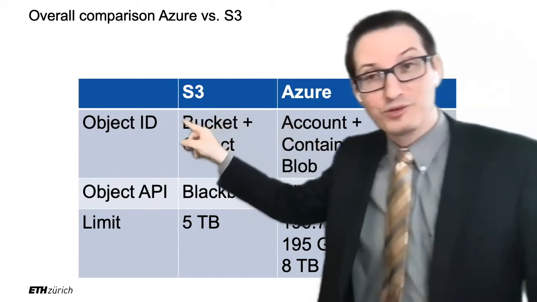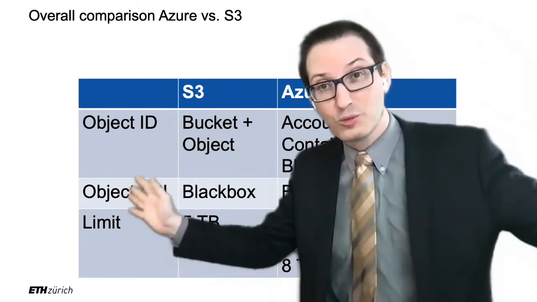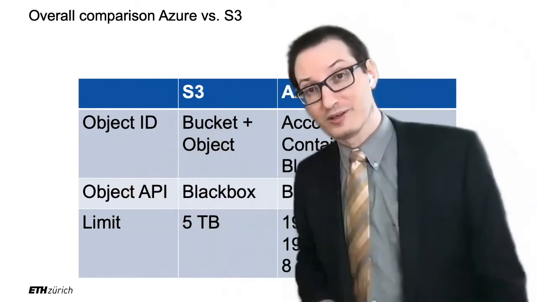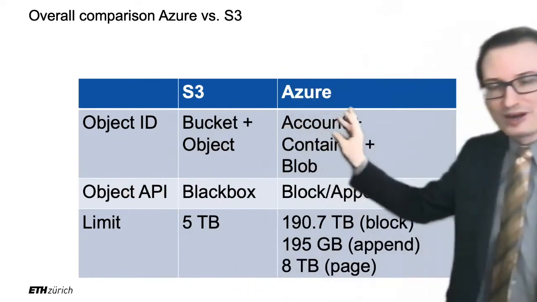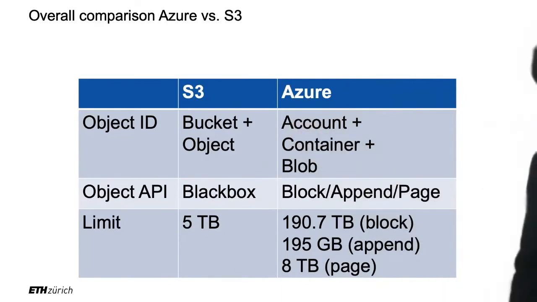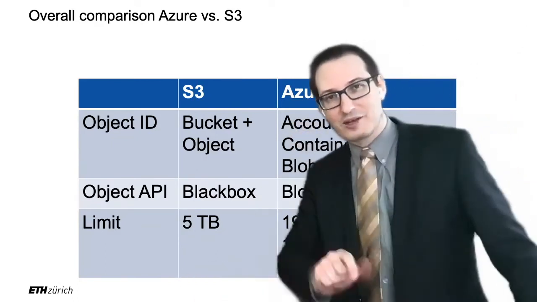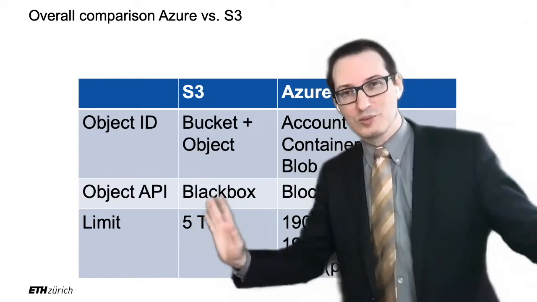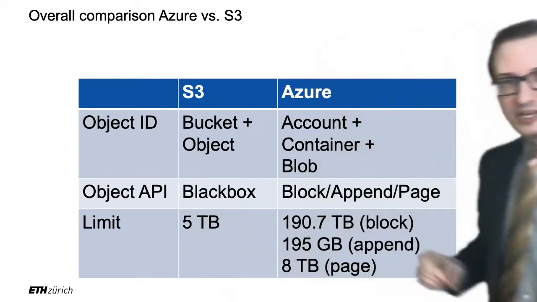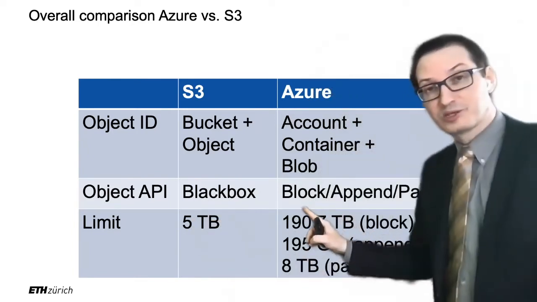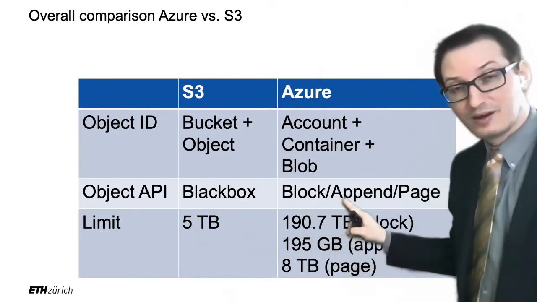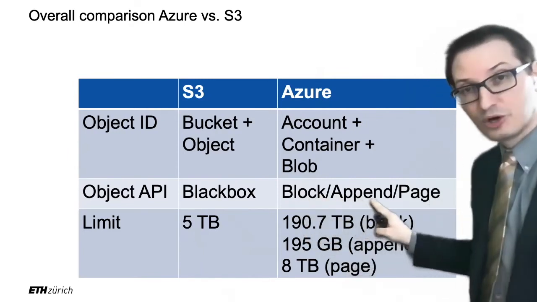In S3, you don't have an account, but the bucket names must be unique worldwide. If somebody took it, then you can no longer take it, right? But in Azure, since you have your accounts, then people can use the same container names if they want. Second difference, in S3, the object is a black box. In Azure, you have an explicit exposure of blocks. You have block blobs, append blobs, and page blobs.